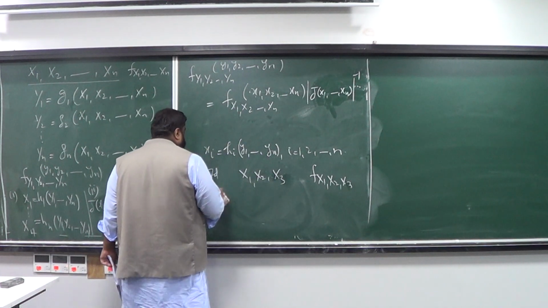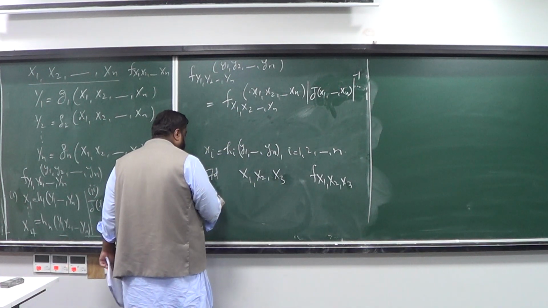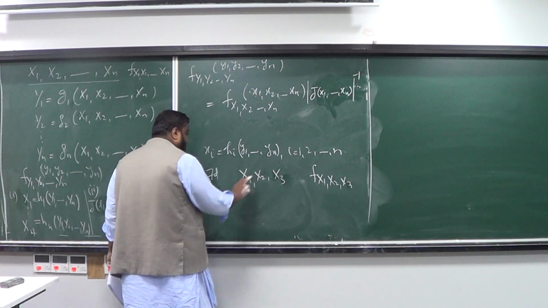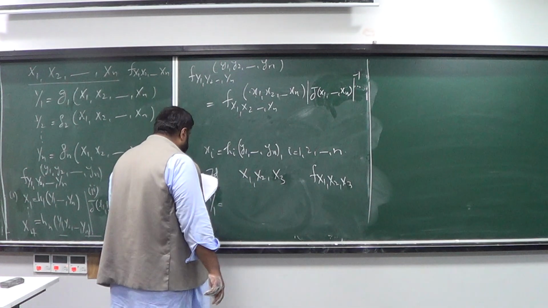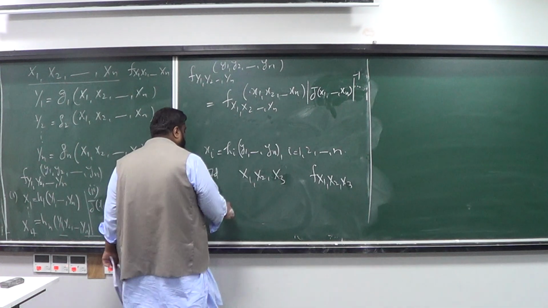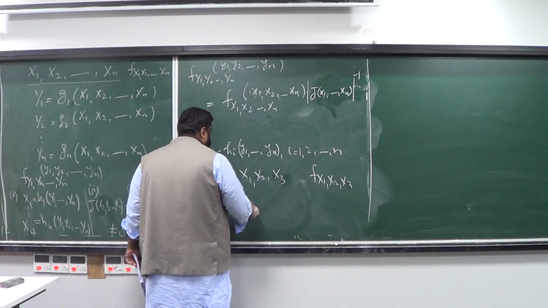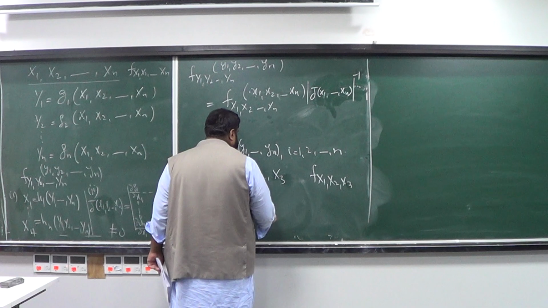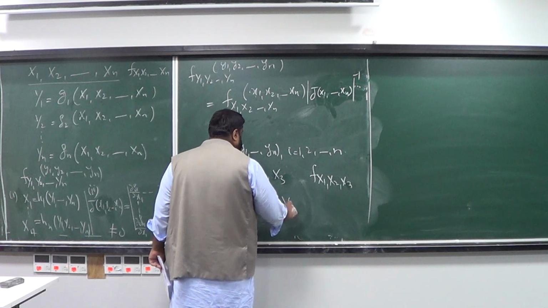Now let me define three new random variables which are functions of these x1, x2, x3, and these are, let's say, linear expressions. x1 plus x2 plus say x3. This is y1.